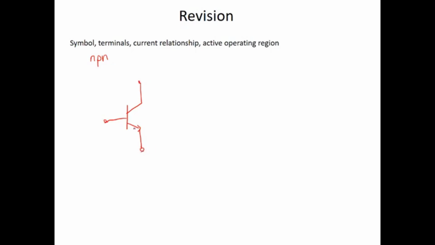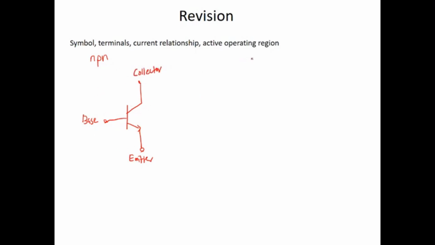The middle terminal we call the base, and the terminal with the arrow is the emitter, and then we have the collector. So this is the symbol.